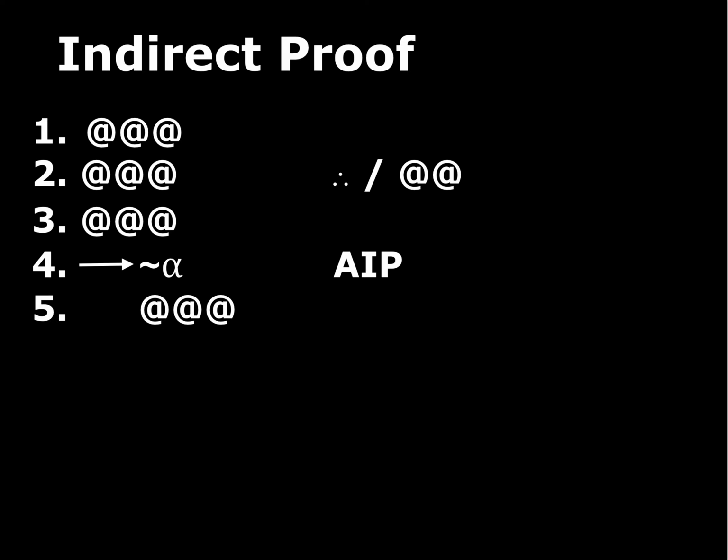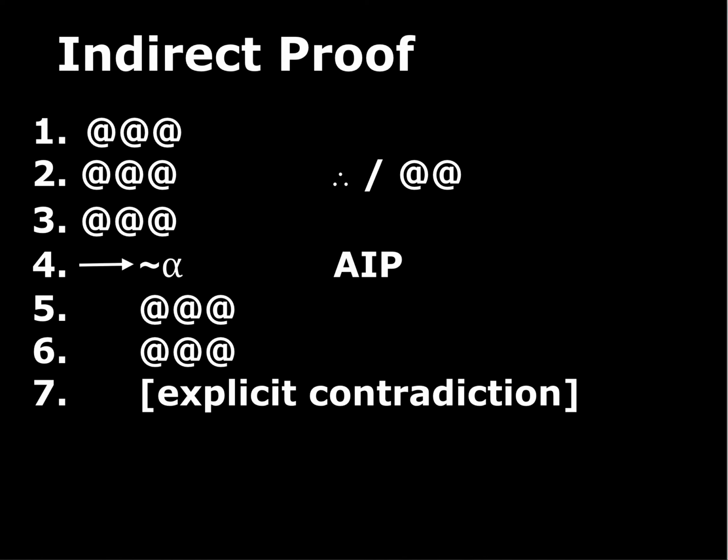Which means that my proof will look like this. I've made my assumption, I'm going to keep deriving lines. Eventually, I'm going to get an explicit contradiction, a conjunction where one statement is the negation of the other.